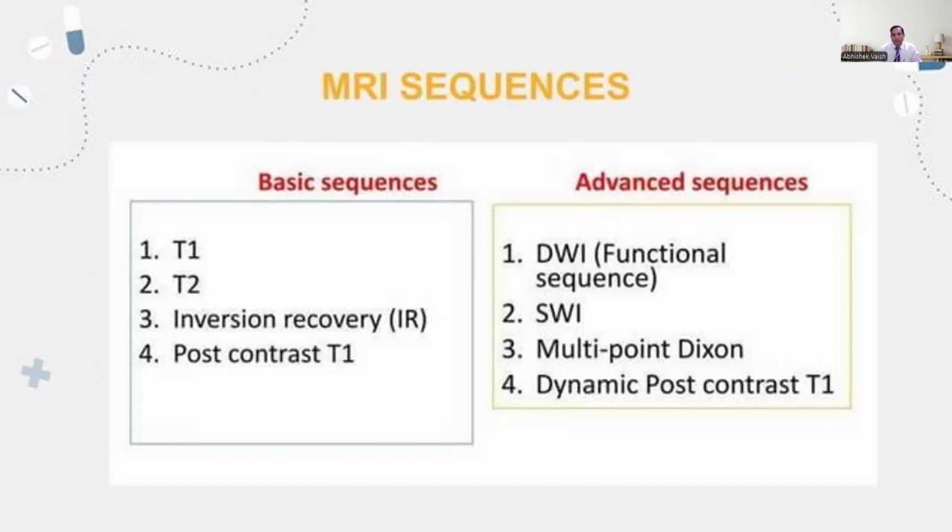So again, T1 weighted images, T2 weighted images, inversion recovery IR, and post contrast. In cases of infection, you may do a contrast MRI to have a better picture of the case and to plan it better, treat it better. Other advanced sequences not available everywhere are DWI, SWI, multi-point Dixon, and dynamic, which are not usually available in most of the centers.